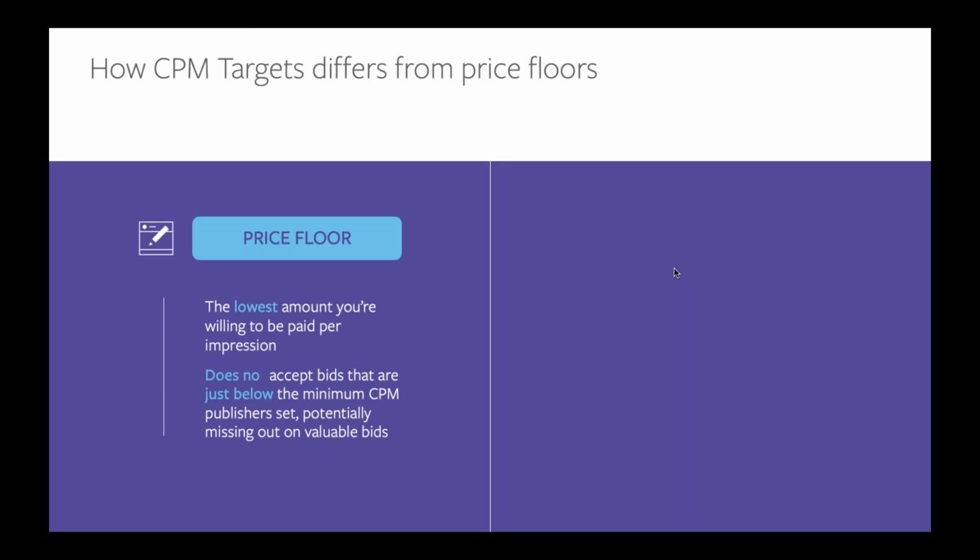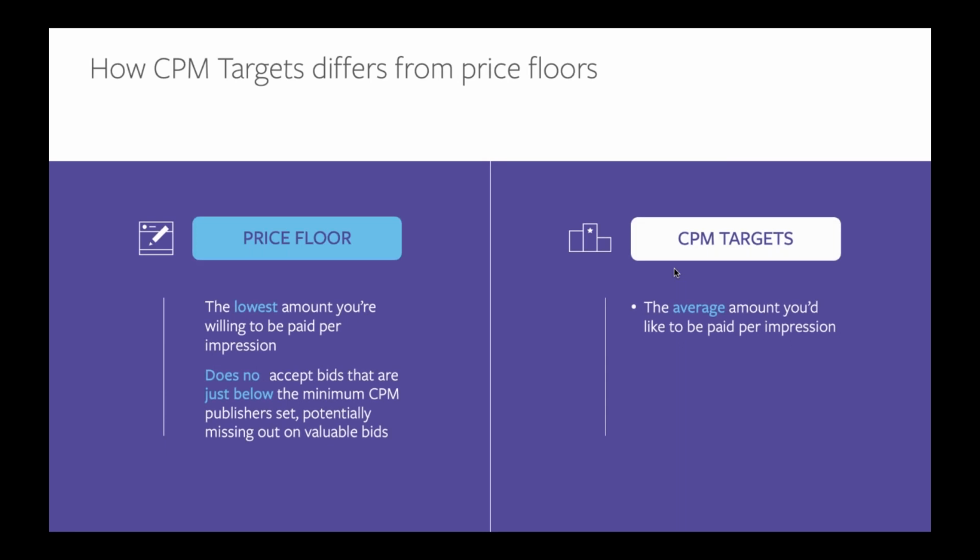So I want to spend some time talking through how our solution is different to the commonly available price tools. Commonly available options in the market are price floors, and price floors represent the lowest amount of money that you're willing to be paid per impression, which has the disadvantage of not accepting bids that are just below the minimum that you've set. So this means that you're potentially missing out on valuable bids. With Audience Network, CPM targets will overcome this disadvantage by taking every bid that's higher than your target, as well as some of the bids that are slightly lower, so that it helps you maximize your revenue and yield.